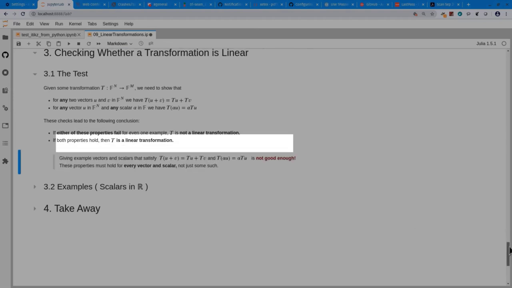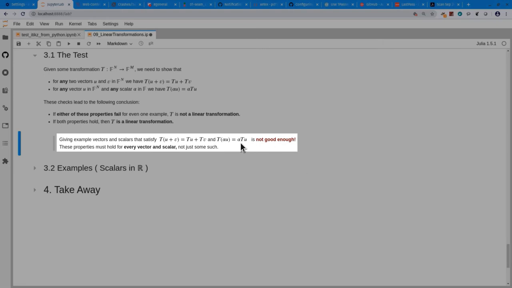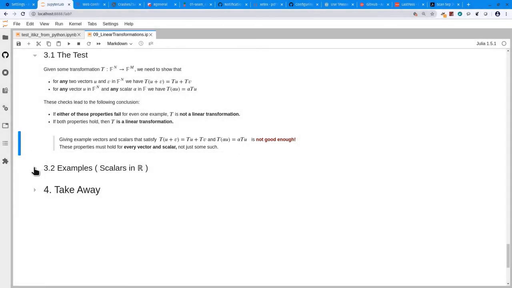And again, I want to emphasize that if you try to show that T is linear, just giving a couple of example vectors and scalars that satisfy T applied to u plus v is equal to Tu plus Tv, and T of alpha u is equal to alpha Tu, that isn't good enough. It has to hold for every vector and every scalar, not just some. So let's see how this is done.